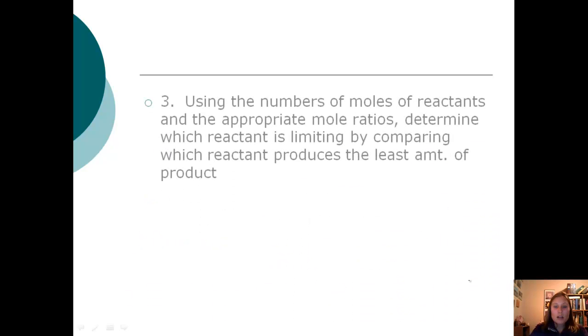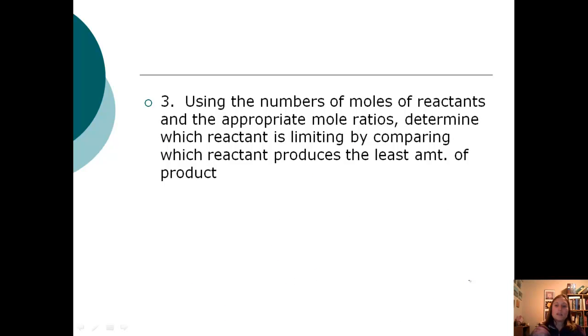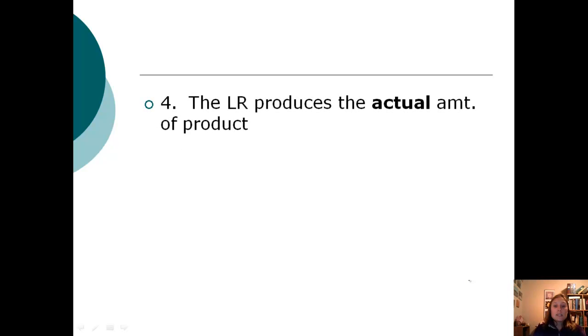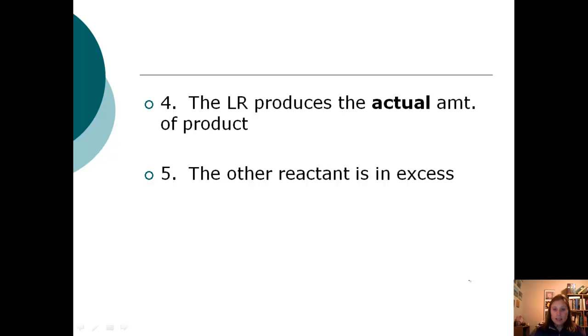Okay, so we want to use those moles and the mole ratios and determine which reactant is limiting by comparing which reactant produces the least amount of product. So we just did that. It was the copper oxide because it produced less N2 gas. The limiting reactant produces the actual amount of product, so that was our 10.6 grams of nitrogen gas. The other reactant then is in excess. And since our ammonia is in excess, we could figure out how much is left over of that reactant.